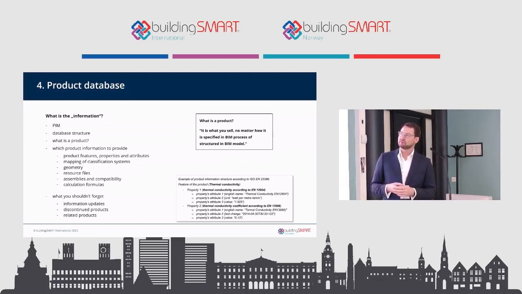Then there is a question of what information you should be able to provide. So there are geometry properties, there are the product properties, there are the resource files. That is basically the documents. I've been talking about the PDF technical sheets and maybe images of the products and so on. But there's also an explanation that there are product types like assemblies. That means products made of other products, and it's sometimes necessary to deal with this too. Again, not related to how it's specified in the BIM model.